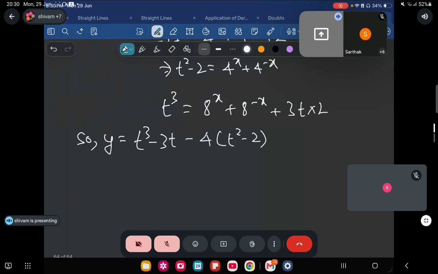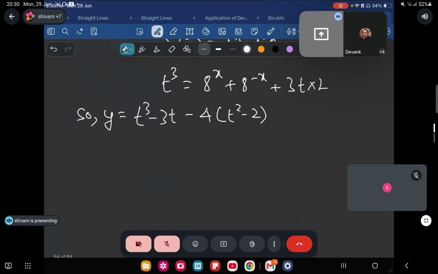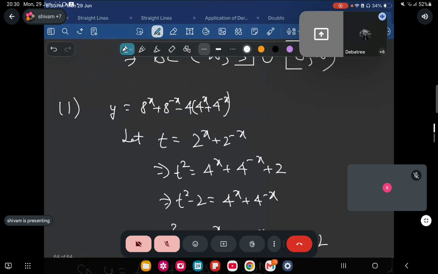Are people getting it? Sarthak, Memel, Devang, Andini? Yes, sir. Devatri, are you getting it? Could you please explain this once again?